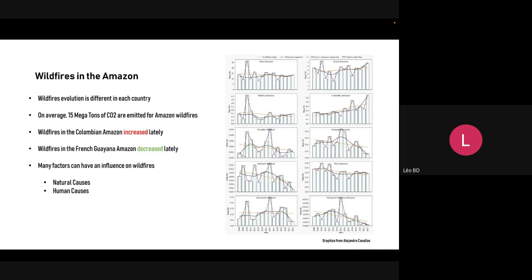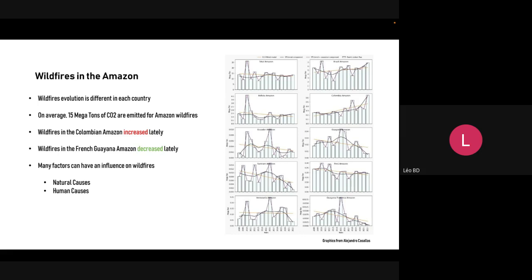But on average, on the graphic that you can see on the upper left part of the image, you can see that on average 15 megatons of CO2 are emitted from Amazon wildfires, which is really a lot, and it's important emissions. This is only from wildfires. And some countries have been seeing their CO2 emissions from wildfires increasing over the last 10 to 15 years. These countries are, for example, Colombia and Brazil, that have had increasing emissions.